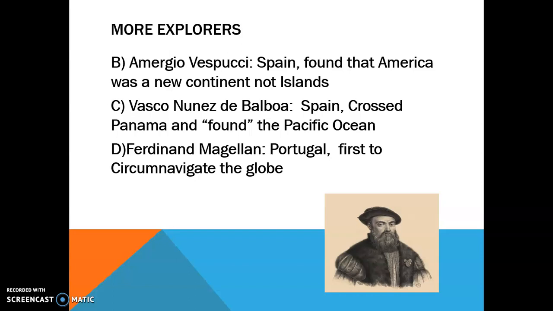He ends up crossing Panama and finds the Pacific Ocean, with quotes, because he's really the first European to find it from the New World. So what he actually does is he has his men take machetes and go through the jungle and carry his boat to the other side. And it's kind of an interesting story when you really get into it.